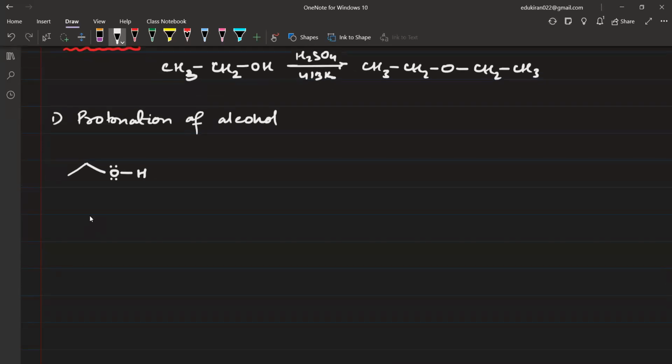By the name itself, you will understand what step is involved. So with H2SO4, I will get a lot of H plus ions. So the oxygen atom will attack the H plus ion like this, leading to the protonation of alcohol. I'll have 2 carbon atoms like this, oxygen with 2 hydrogens like this. And this oxygen will have a positive charge. So it has attacked with 1 lone pair. So 1 lone pair is still there.